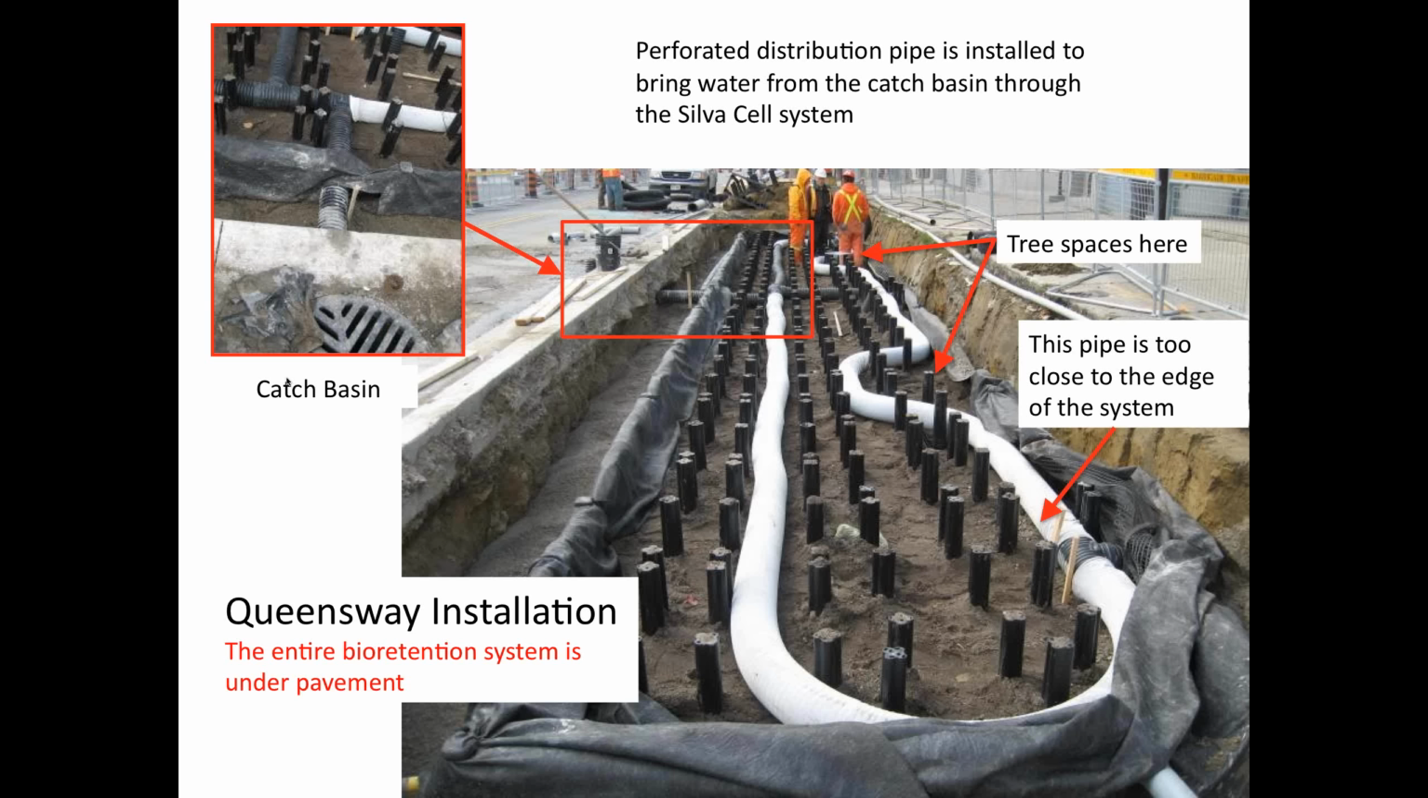the whole process. So this one, by the way, was wrapped in filter cloth because it was a test cell and they didn't want to get any outside sediments or movement of groundwater into this. So that was actually, I think, an impervious liner.